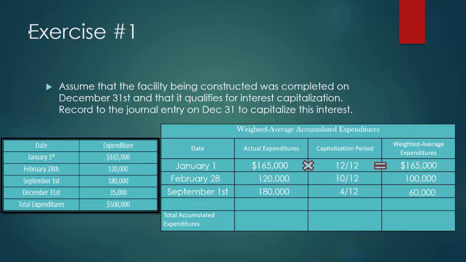And their last expenditure was on December 31st. This is a $35,000 expenditure for finalizing this building, apparently. But since this was the day that construction was completed, there is no capitalization period. Since construction finished, there was no time that interest accrued after they made the expenditure. So our weighted average expenditure is 0. So while the actual expenditure was $500,000 on the construction of this facility, our weighted average expenditures for the purpose of capitalizing interest is going to be $325,000, and we'll bring that number back later.